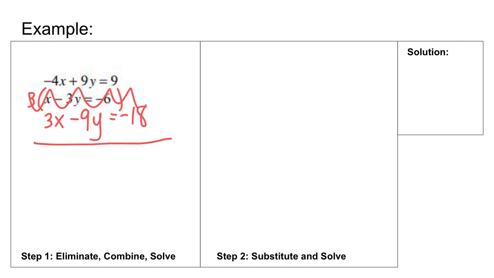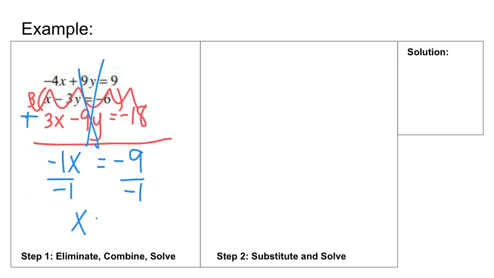So 9 and negative 9s are opposites. When they're opposites, we add to eliminate. So 9 plus negative 9 will cancel, so I'm going to add everything else. Negative 4 plus 3 is negative 1x. 9 plus negative 18 is negative 9. And I'm going to divide both sides by negative 1, which means x is positive 9.